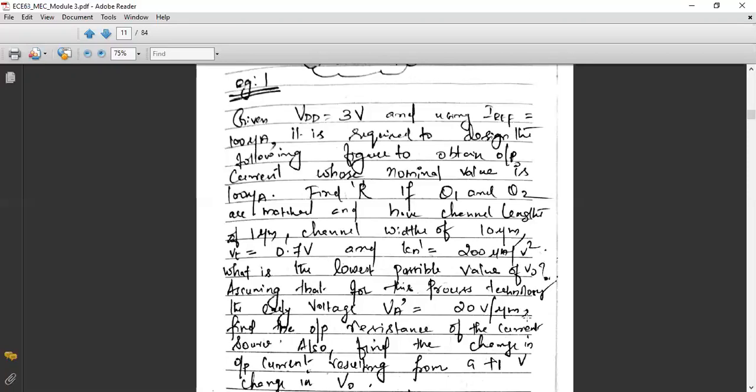You are going to find the minimum value of V0, because what happens if V0 is too small? If V0 is less than this particular value, the transistor will not be in saturation. Only if both transistors are operated in the saturation region can we say that the current mirror circuit performs well.